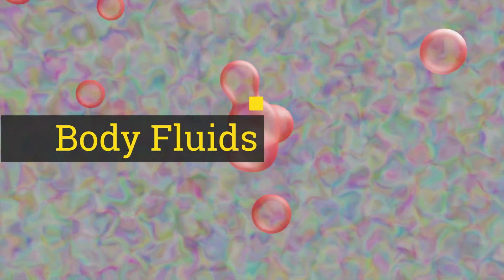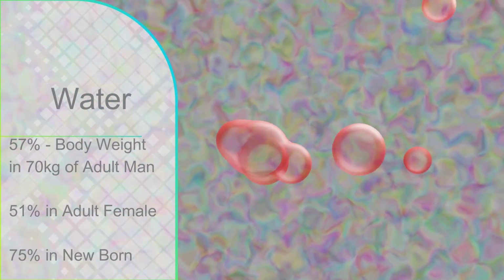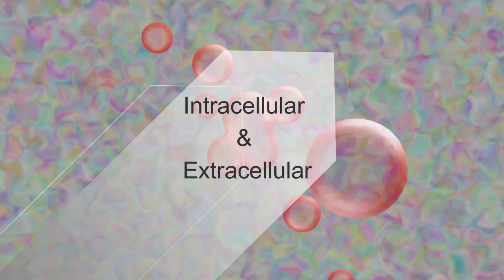Body fluid. Water. 57% of body weight is accounted for by water. Body fluids weigh about 60% in a 60 to 70 kg adult male and 50% in an adult female. In a newborn, about 75% of the weight is water. There are two types of fluid compartment: intracellular and extracellular.